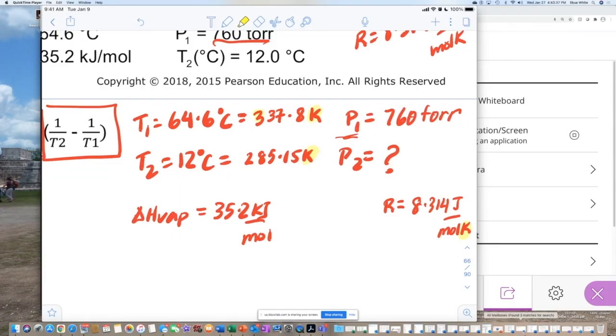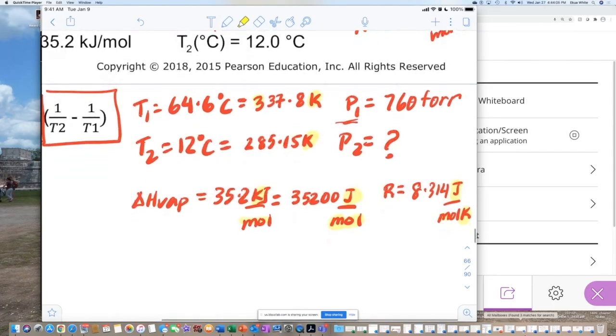Now the next thing I have to do is look at the joules, right? This is joules, this is kilojoules. So I have to convert delta H VAP to joules. The mole and the mole are fine. Okay, so I'm going to rewrite this as joules. That means I take 35.2 times 1,000. And now I have it in joules: 35200 joules per mole. There. Now my units reconcile.